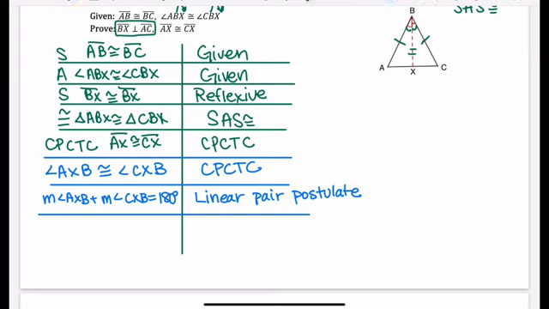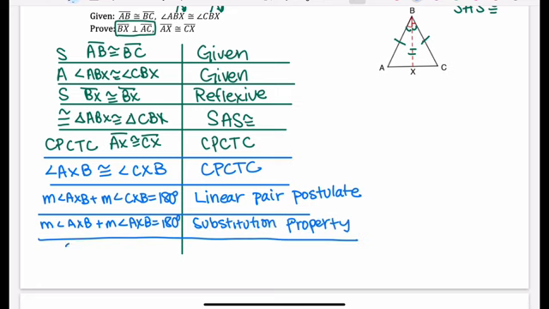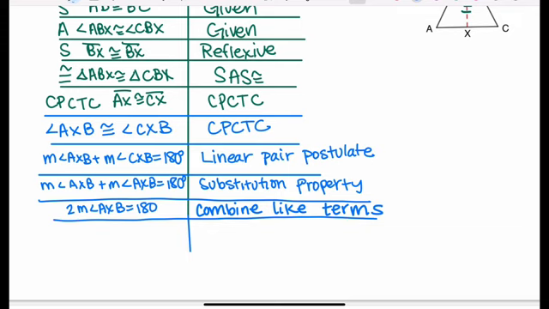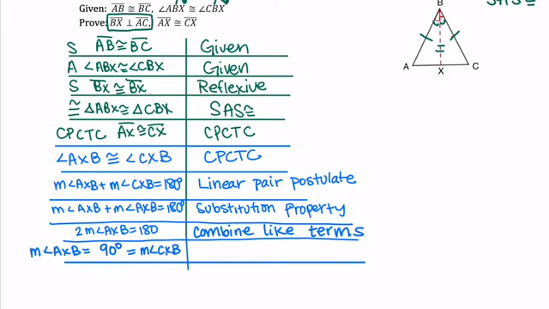Now, since those are equal, I can substitute AXB in for CXB, and we will have the measure of angle AXB plus another measure of angle AXB equals 180 degrees by substitution. By combining like terms, I get 2 times the measure of angle AXB equals 180. Now I want to just divide both sides by 2, and so the measure of angle AXB equals 90 degrees, which equals the measure of angle CXB. That is because of the division property. And since both of those equal 90 degrees, BX has to be perpendicular to AC. And so that will be by the definition of perpendicular.